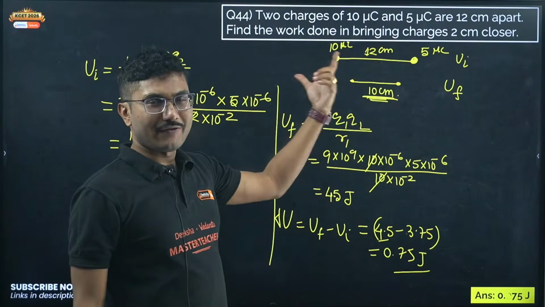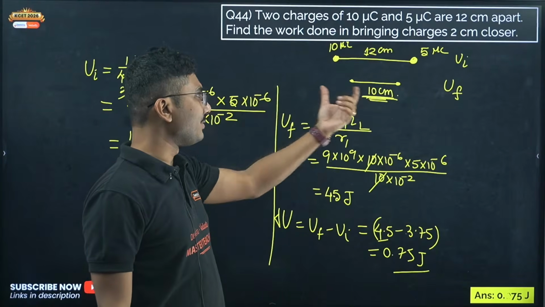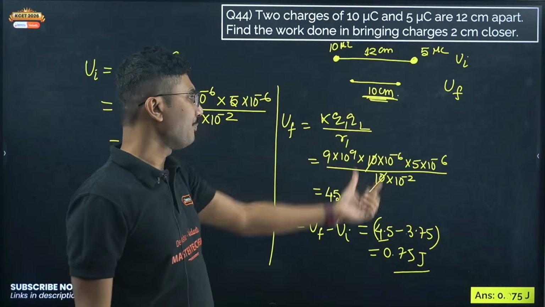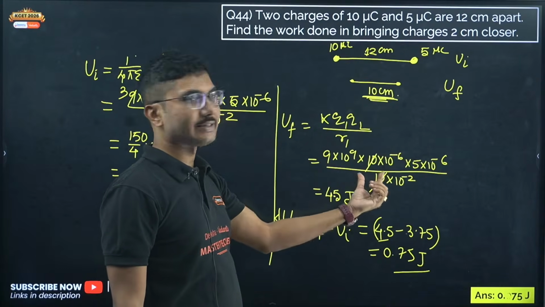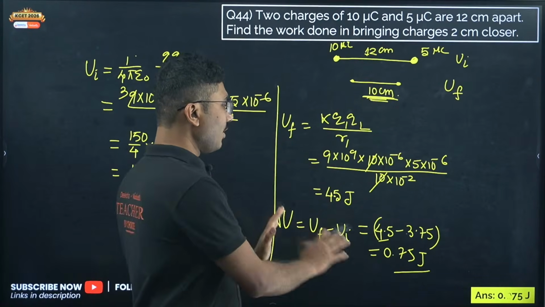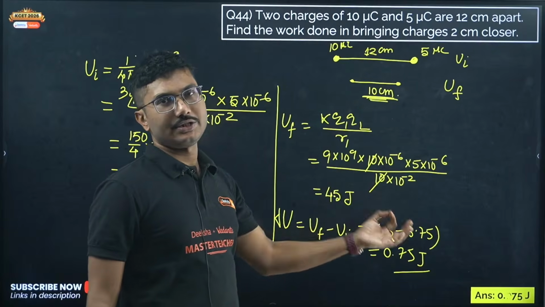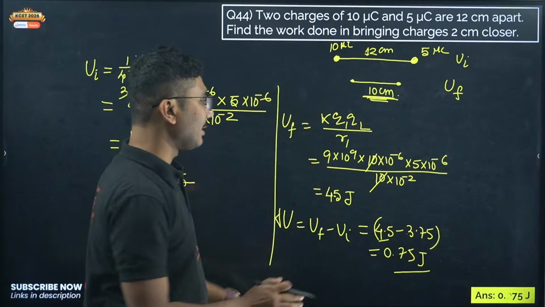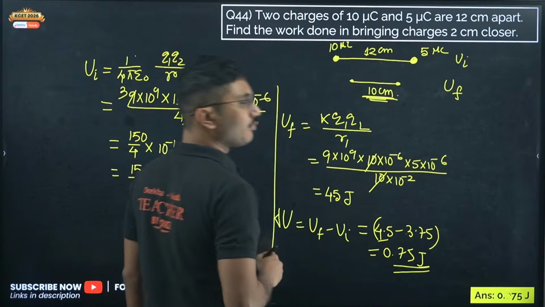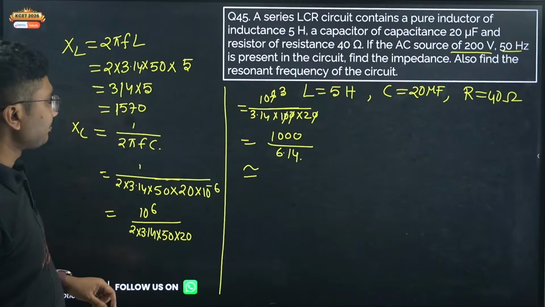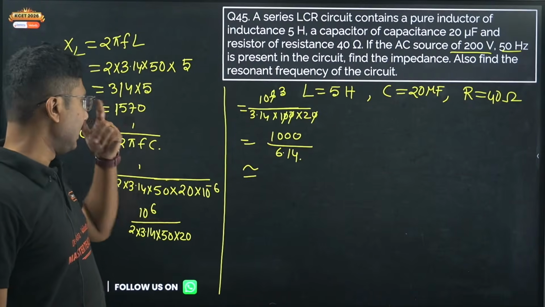When they are at the final position, everything will be the same, only the final distance will change to 10 centimeter. So again we put the 10 centimeter and calculate the potential energy. Finally, final minus initial is the work done that you have to do. So this much work you have to do to bring them closer by 2 centimeter. Now let's solve this question.